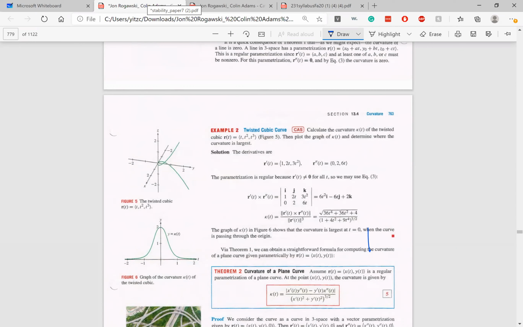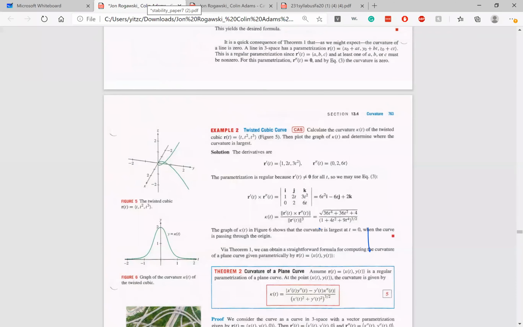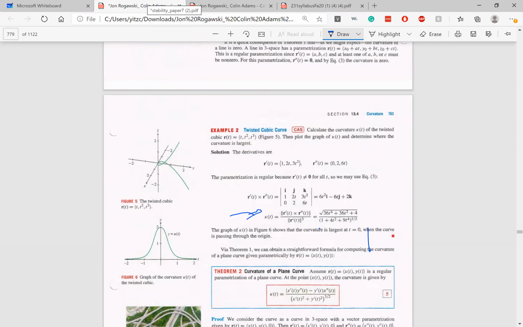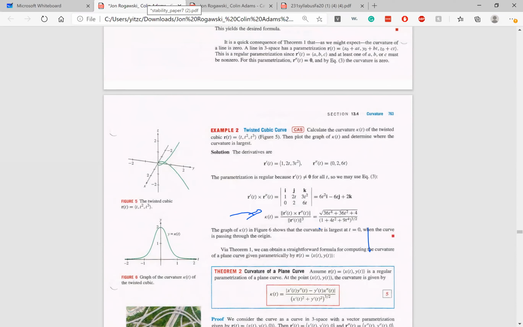Yeah, so that's correct. And then you can take the magnitude, and the next couple of steps I'm going to leave for you. Anyway, you can find the magnitude of r prime cubed, and that would get you this, and that's going to be your curvature. And you can plug in your different t's to see what your curvature is.